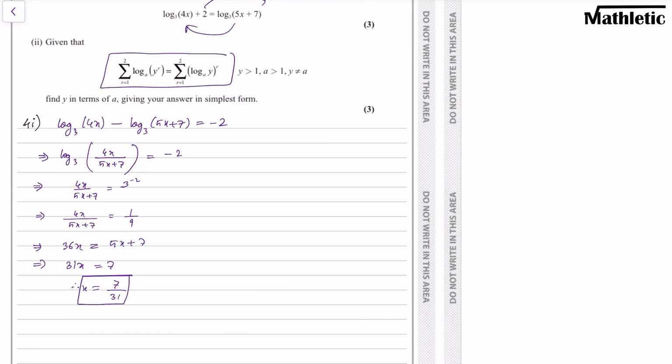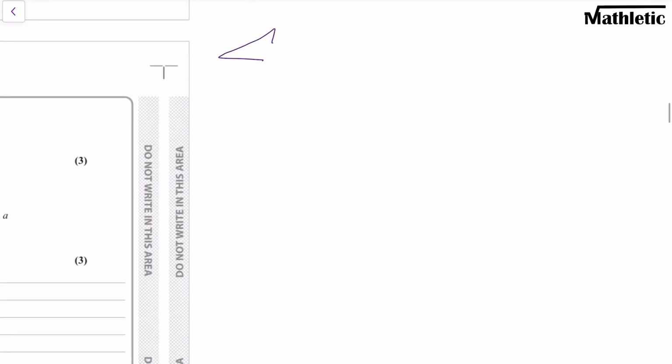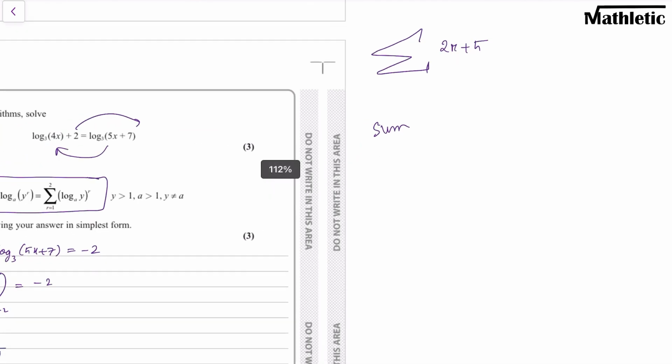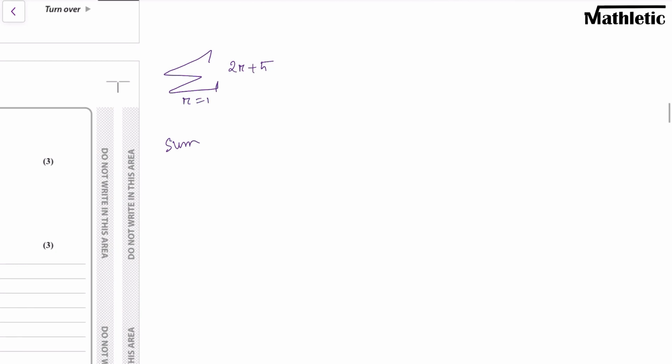Next part is actually based on sigma notation. So let me just give you a basic idea about sigma notation first. So sigma notation, this sign actually represents that we need to find the sum. Suppose we have an expression here, suppose 2r plus 5, and r equals 1, and we have 4 over here. So this is an example problem I'm just using to explain the basic concept of sigma notation.